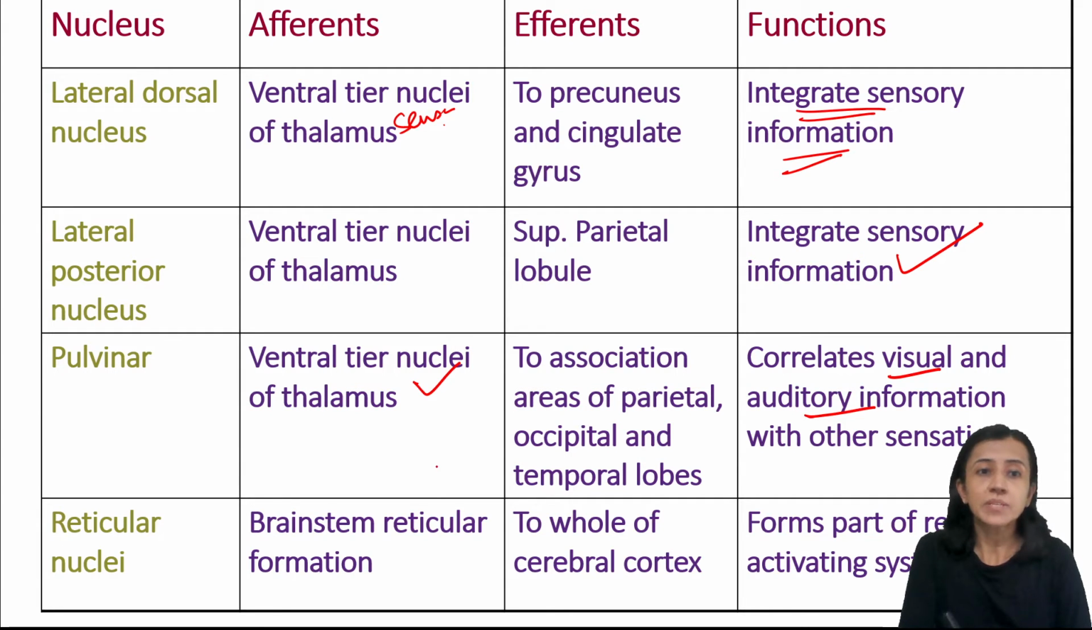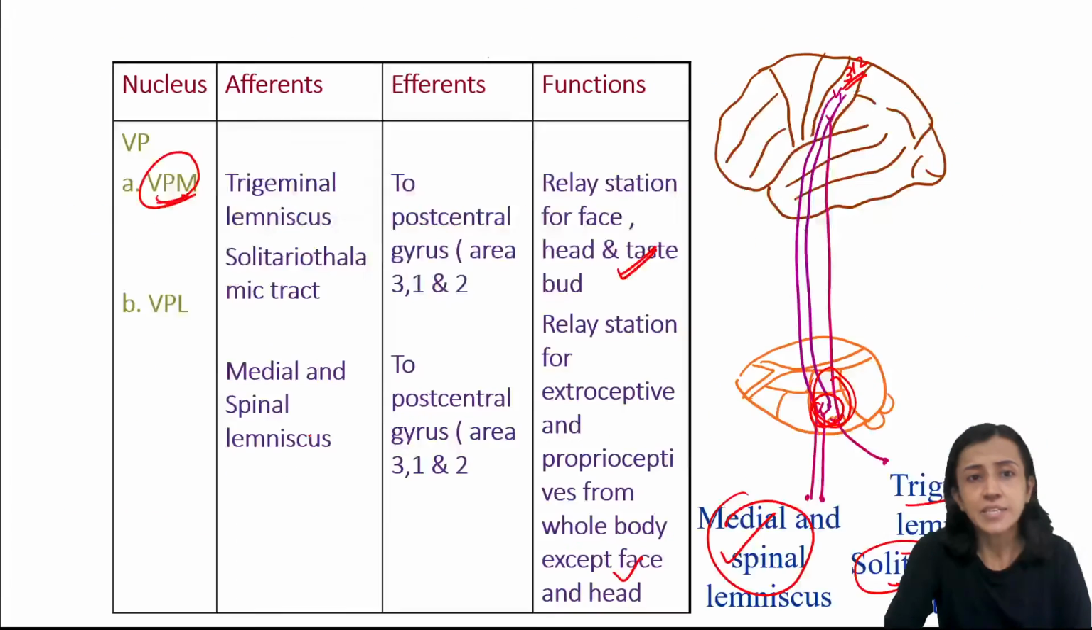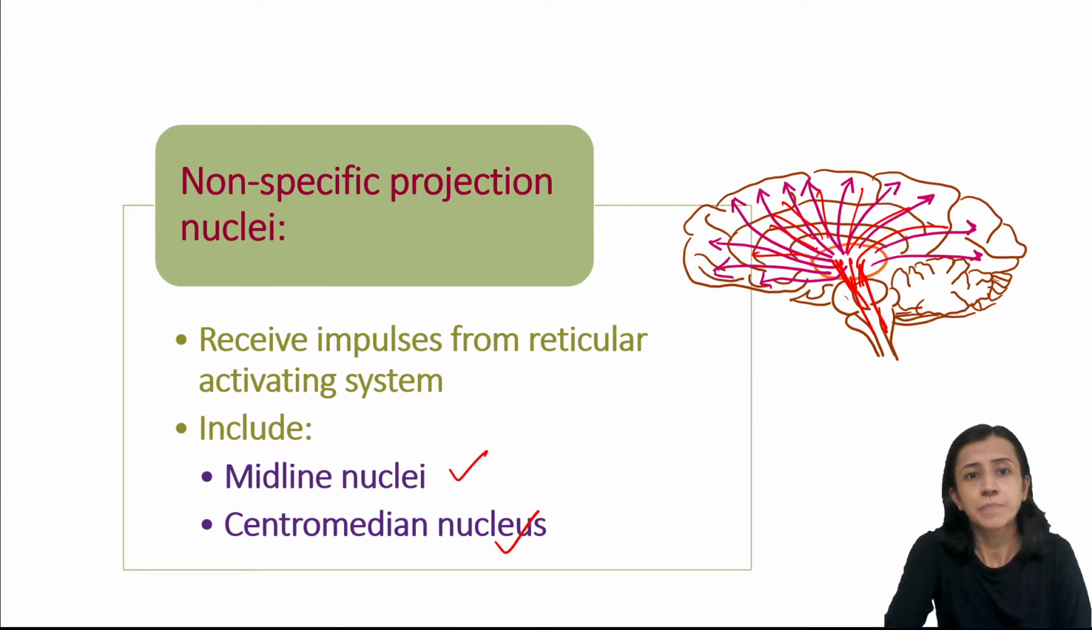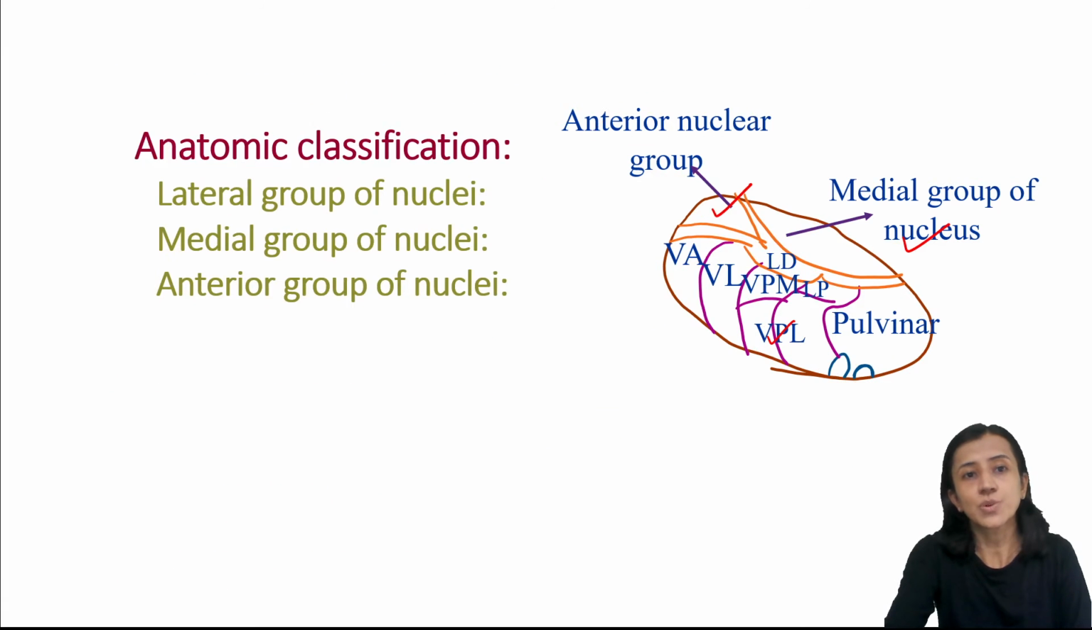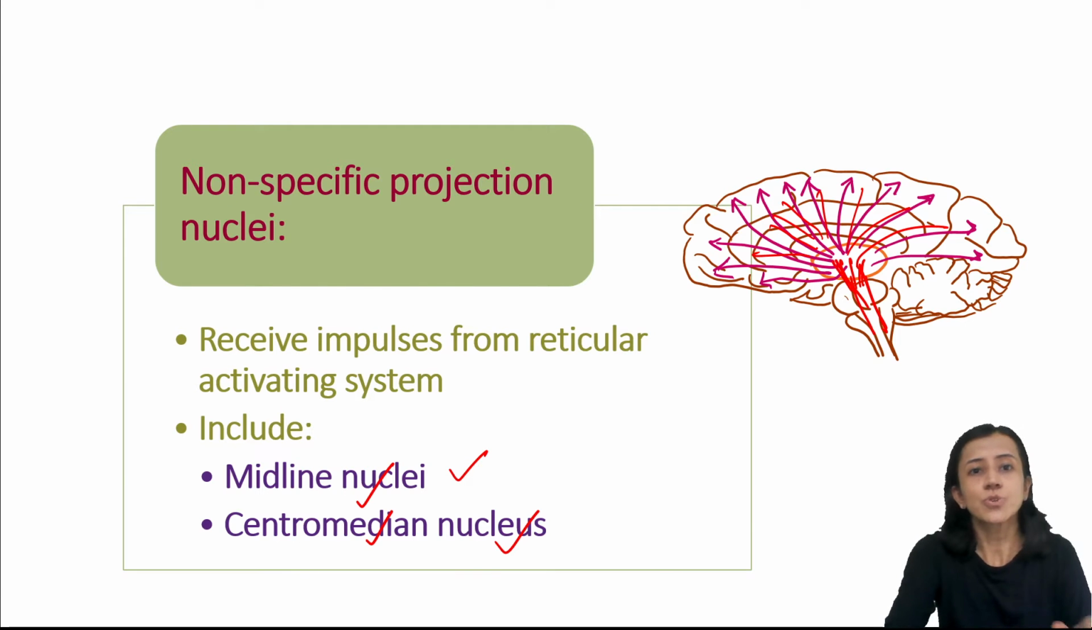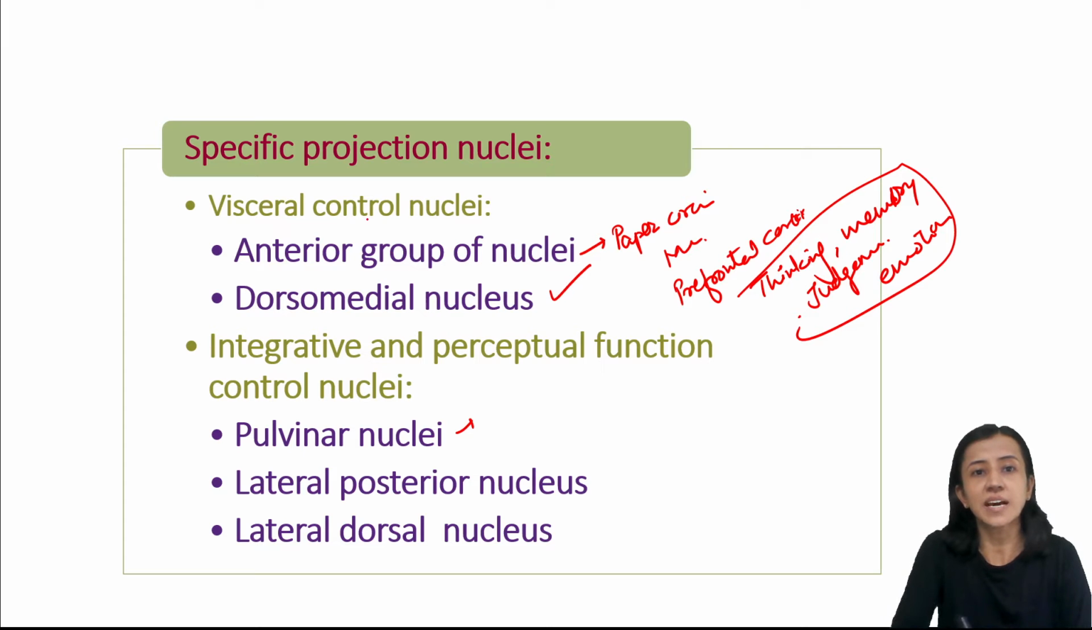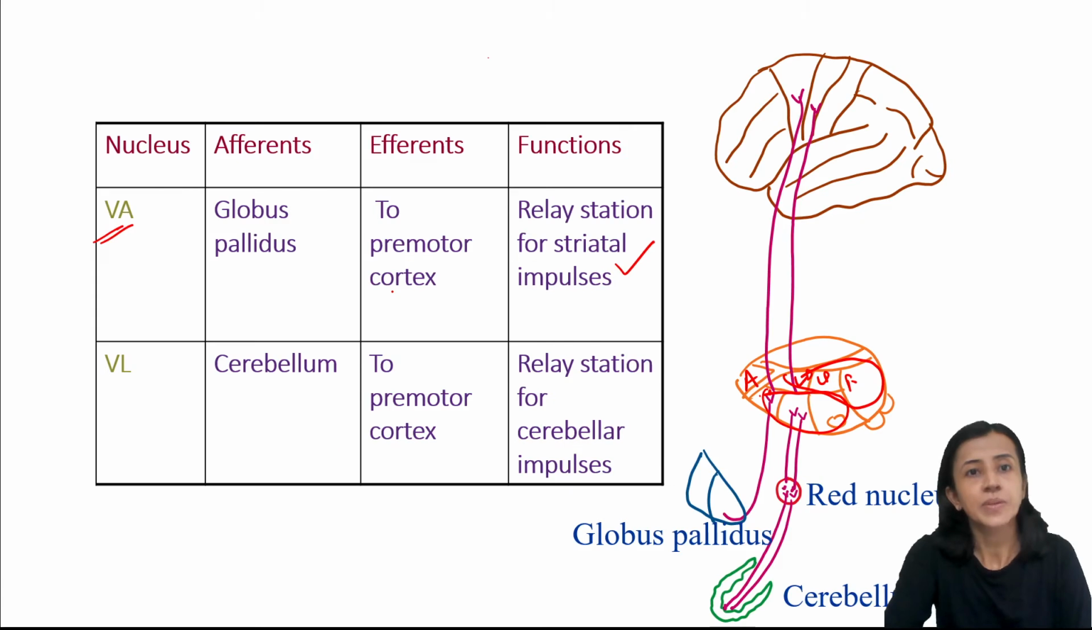Reticular nuclei: afferent fibers go from the brainstem reticular formation, and efferent is given to the whole cerebral cortex. These are your non-specific projection nuclei. Which are the non-specific projection nuclei we discussed? They are the midline nucleus and centromedian nucleus. Anterior and dorsomedial are your visceral control and perceptual control nuclei. We have discussed, right?